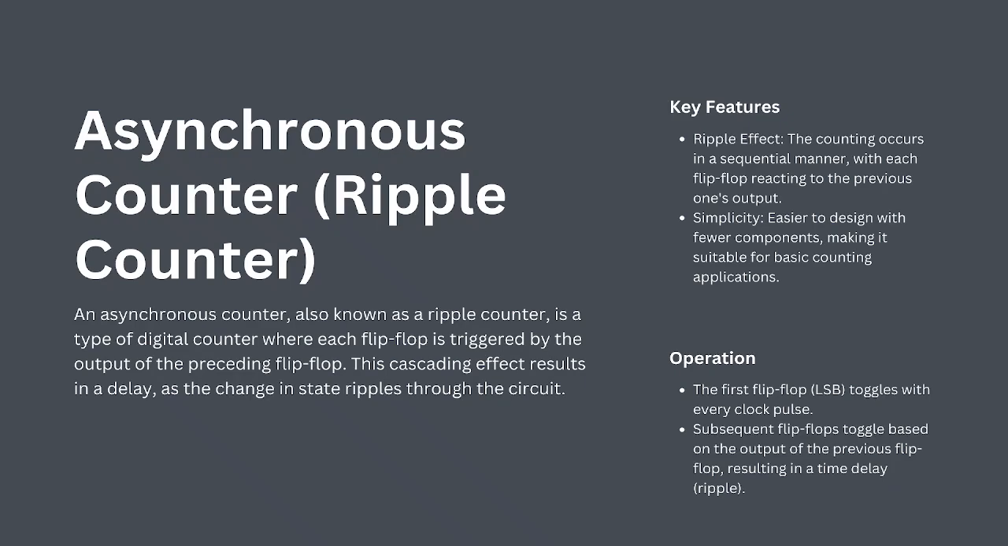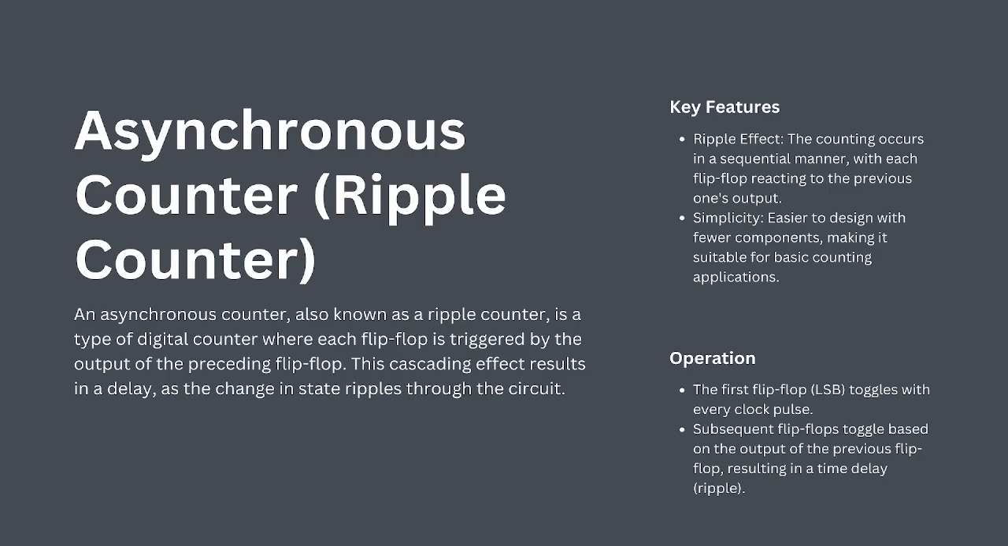In this type of counter, each flip-flop is triggered by the output of the previous flip-flop. This creates a ripple effect as the counting progresses, leading to some delay in the output changes. In a 4-bit asynchronous counter, the first flip-flop is triggered by the clock pulse. When it toggles, it generates an output that serves as a clock input for the next flip-flop. This continues through all flip-flops, creating a ripple effect as the count increases. For example, when the first flip-flop toggles from 0 to 1, it triggers the second flip-flop, which then toggles. This process continues down the line.